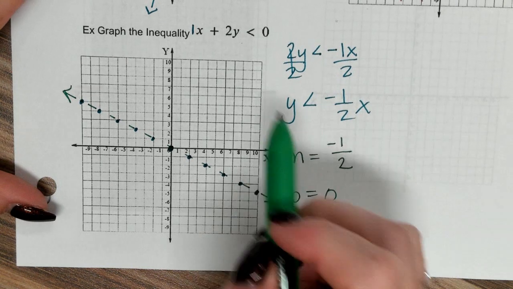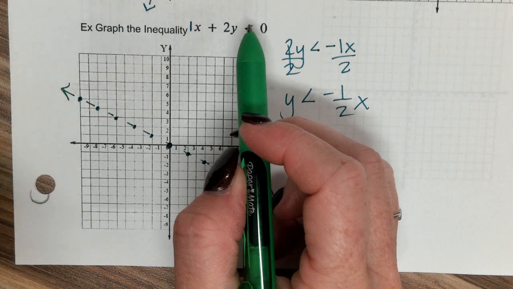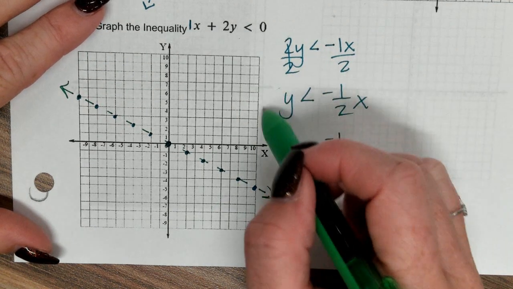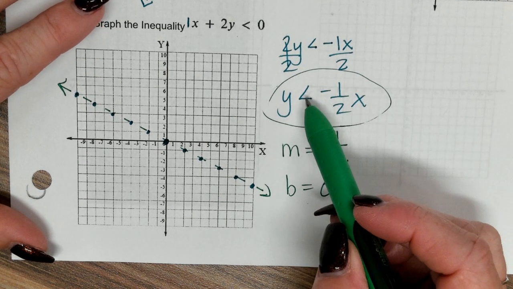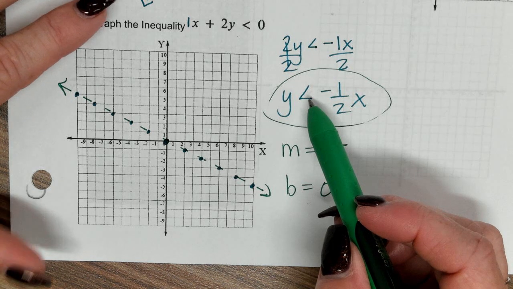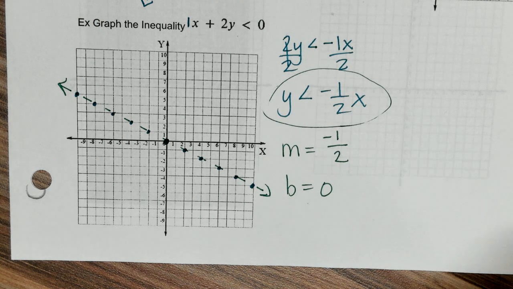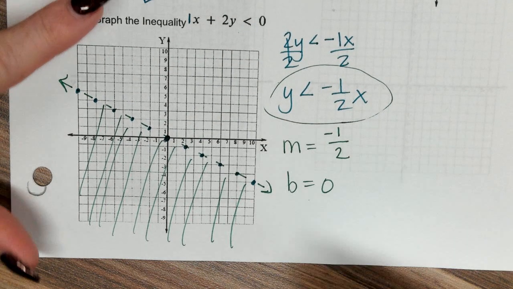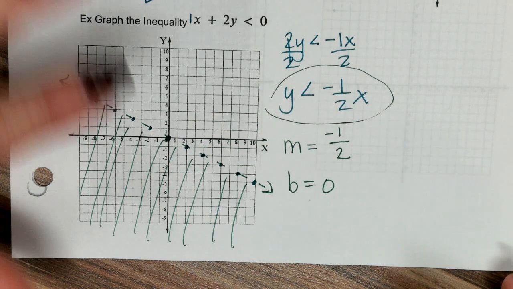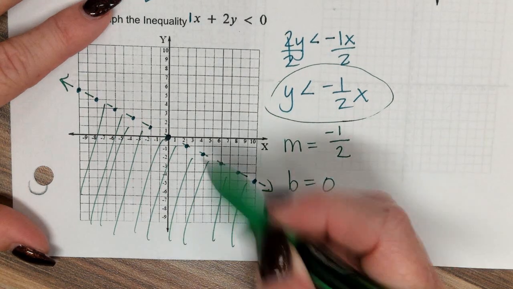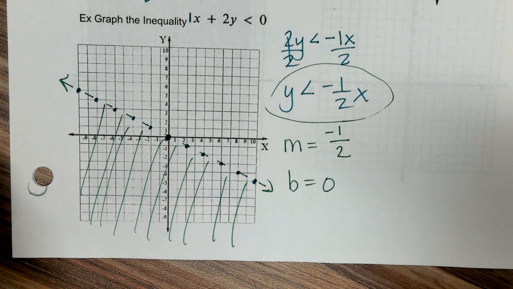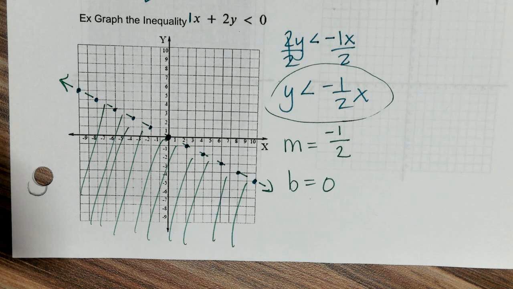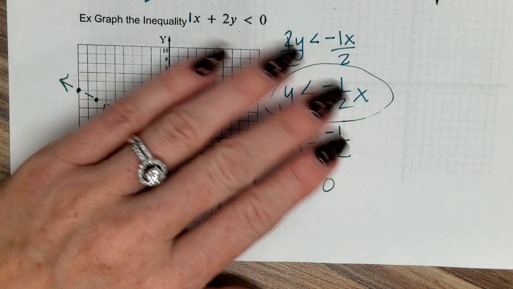Now, real quick, guys, don't look at the original problem because you might have to flip that sign. Always look at the one that you fixed. What does the sign say? Less than. So am I going to shade up towards the sun or down to the ground? Down to the ground. And your shading doesn't have to be beautiful. It just has to be, I have to be able to tell where you shaded. Are we good? Okay, turn the page.